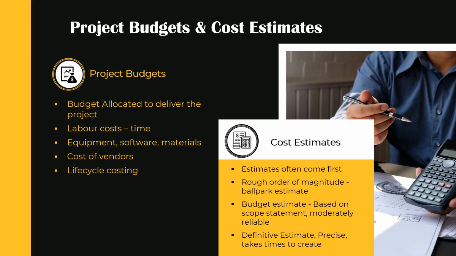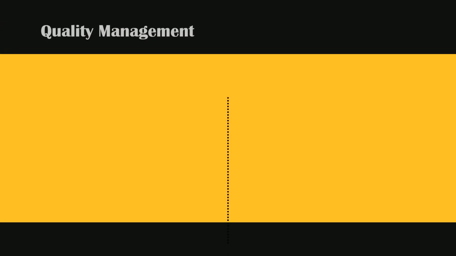Budget estimate. This is based on the scope statement. It's moderately reliable as you have clear deliverables to produce better estimates against. Definitive estimate. Precise. Takes time to create. This is when you're at the point of receiving quotations from suppliers and have a clear idea of exactly what's being done, how long it will take, and how much resource is required.